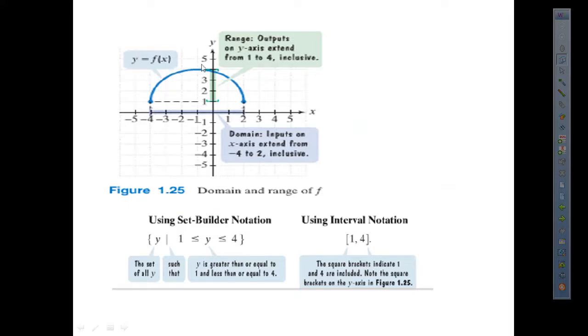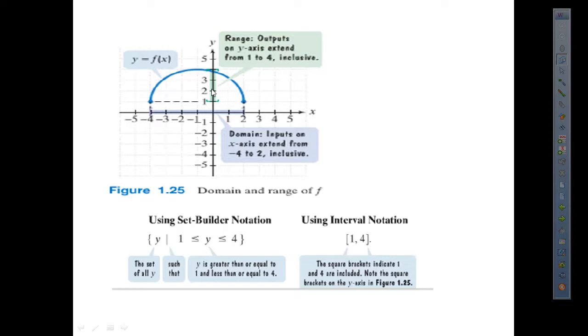All right, so when we're looking at this function right here, it's a semicircle. What is the domain? Well, the domain are all the x values. What's the smallest x value? Smallest x value is -4. What's the largest x value in this graph? Well, it's 2. So our domain goes from -4 to +2. And the range is going to go from 1 all the way up to 4. 4 is the largest value there.